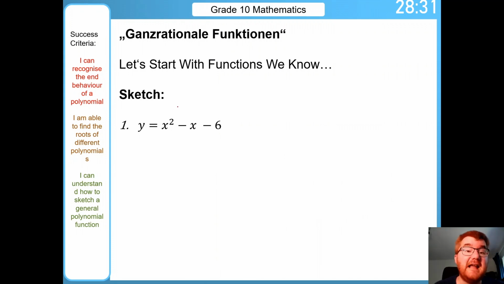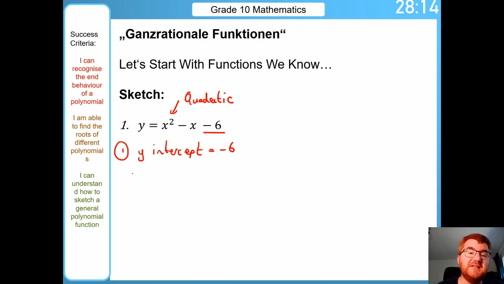Then you probably moved on to things like this. Now, because we have an x squared, this is known as a quadratic, which is a really important thing to know. And if we were to sketch this, we have a kind of three-step procedure here. First of all, the y-intercept, like I mentioned with the previous function, is just the number, so that's equal to minus 6. The second thing, we want to work out the roots, the Nullstellen. In order to work that out, we take our quadratic and make that equal to 0.